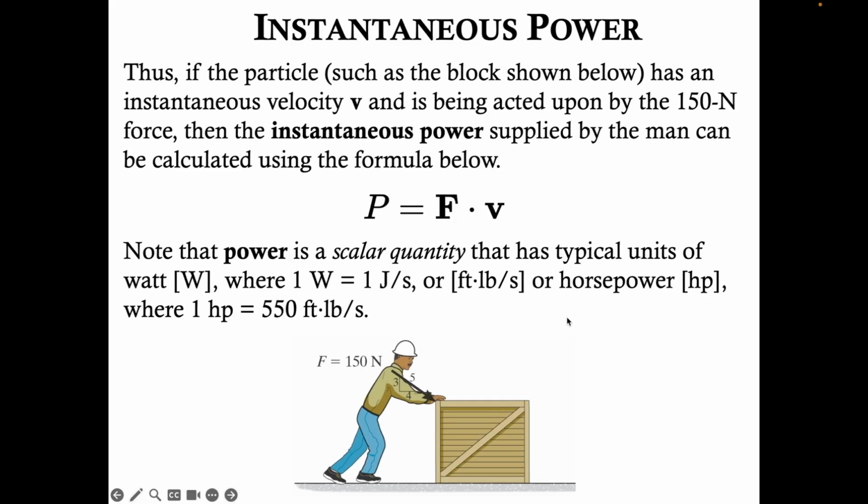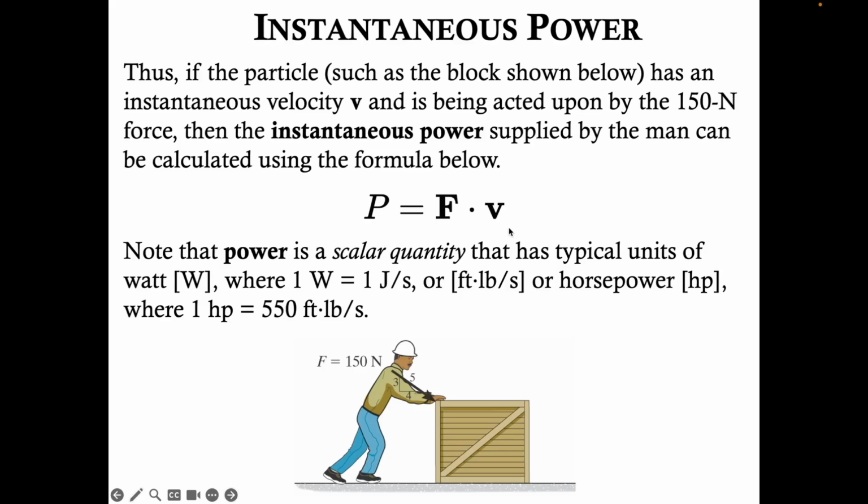by dt. Thus, if the particle, such as the block shown below, has an instantaneous velocity v and is being acted upon by the 150 Newton force, as we see in this example below, then the instantaneous power supplied by the man here can be calculated using this formula, where power P equals the vector F dot vector v.